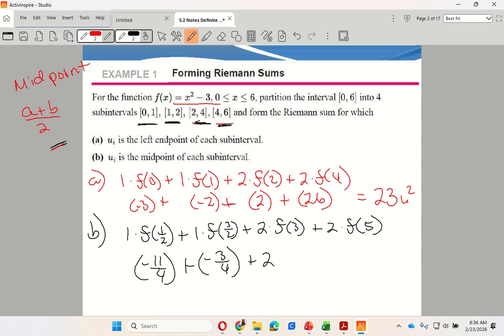Oh, yeah. What's that going to be? 6 and then multiply by 2, so 12. Yes. 5. 25 minus 3. Well, that wasn't multiplying. 25 minus 3, 22 times 2, 44.